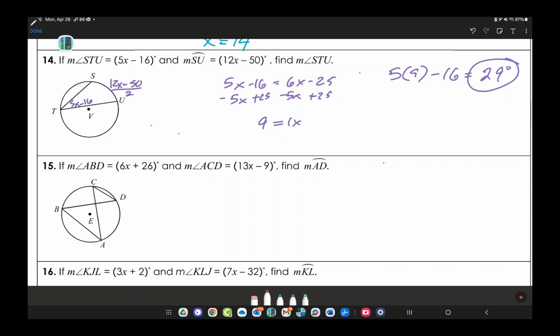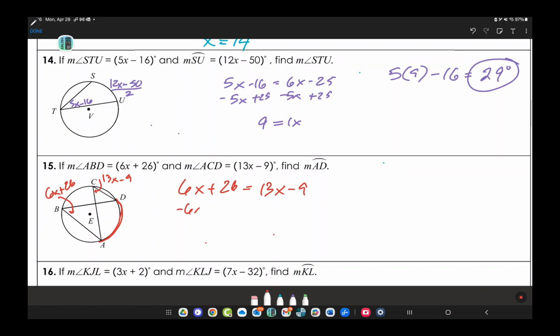All right, angle ABD is 6x plus 26. ACD is 13x minus 9. And since they both intercept the same arc, they are congruent. So 6x plus 26 equals 13x minus 9.